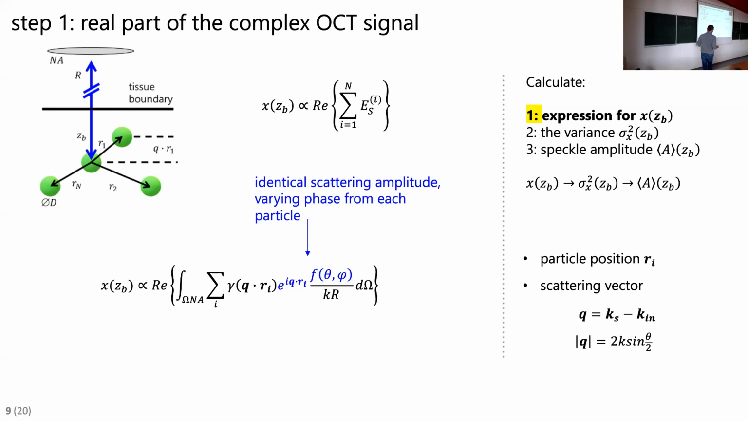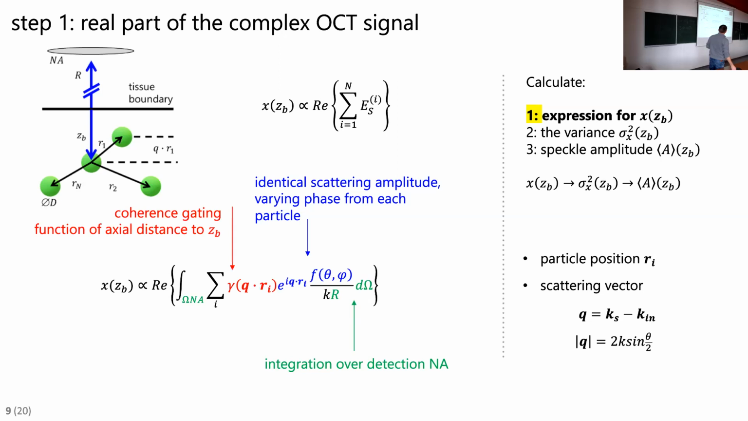In the way that we model it, we take identical particles, meaning each particle is the same, but they do have different phases because that depends on the position. So the index R indicates the position. This is the gate, the coherence gate, the coherence function, which responds to an ideal reflection.